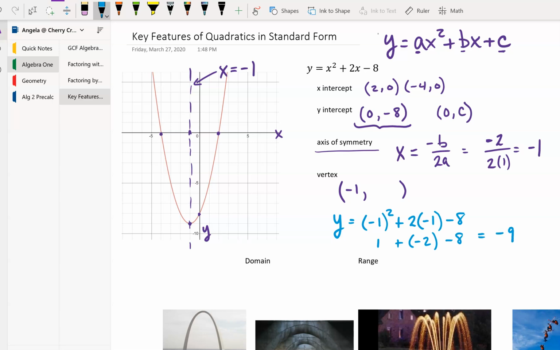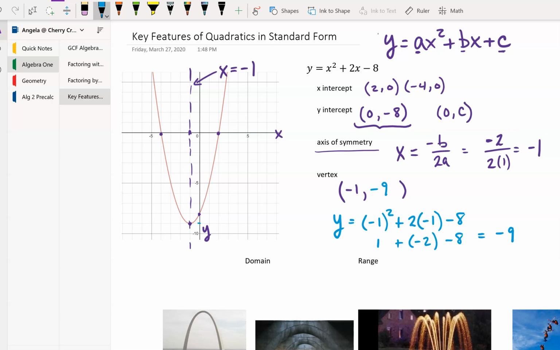And we can see that that's true right down here. Here's my -10, here's my -9. So (-1, -9) is your vertex. Ta-da! So lots of stuff going on here with this problem, and a lot of things we can do with our knowledge of what these A, B, and C values can be used for.